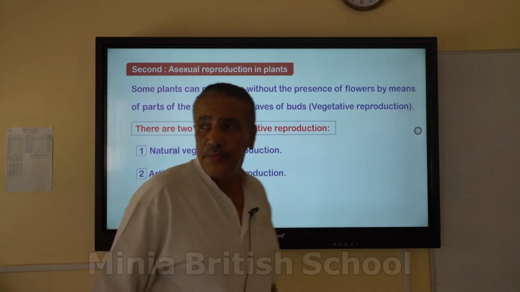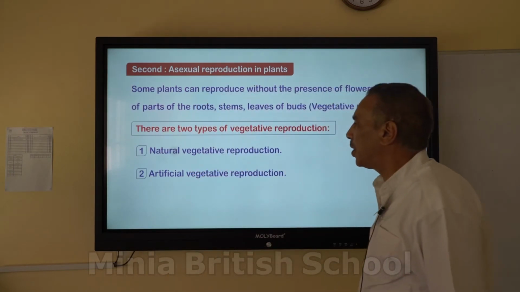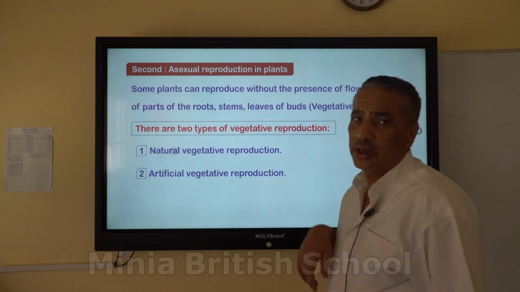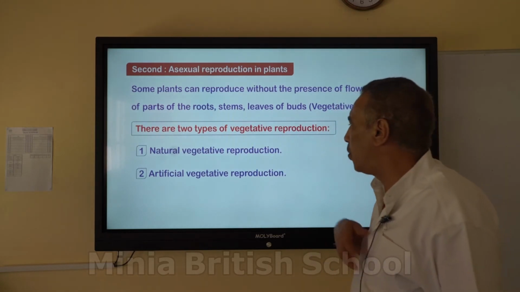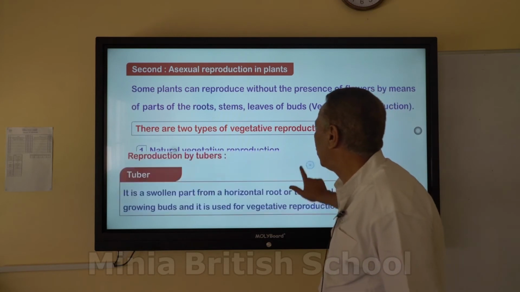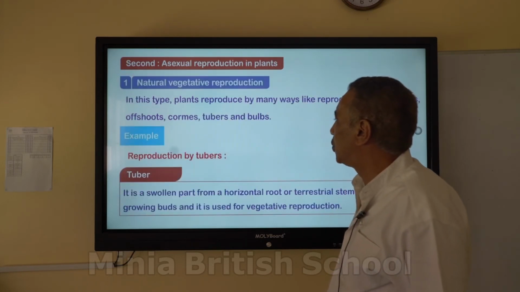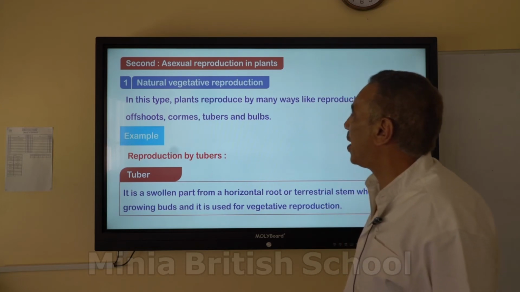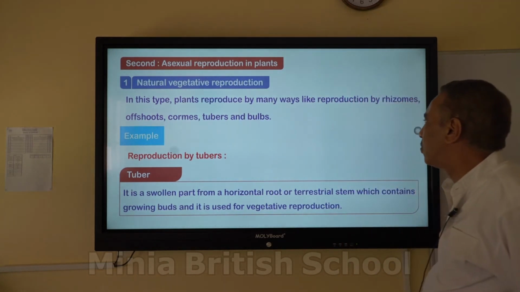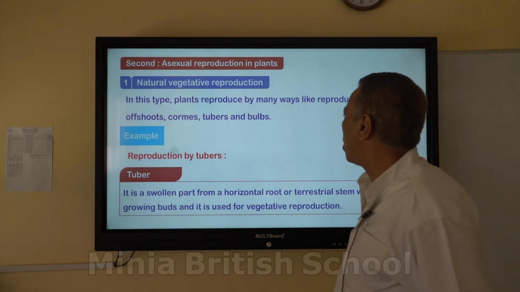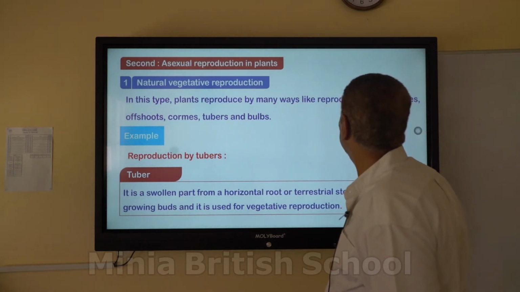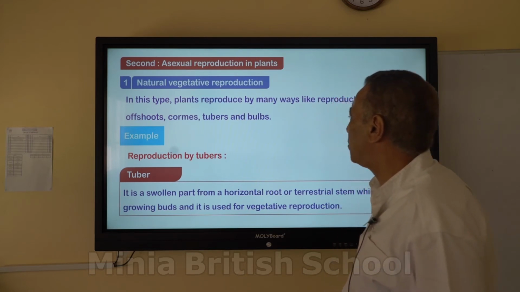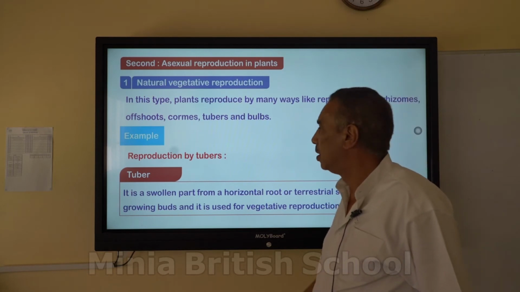The second one is asexual reproduction in the flowering plant. There are two types of vegetative reproduction, as I said before: natural vegetative reproduction and artificial vegetative reproduction. In natural vegetative reproduction, the plant is produced in many ways, like reproduction by rhizomes of shoots, corms, tubers, and bulbs.